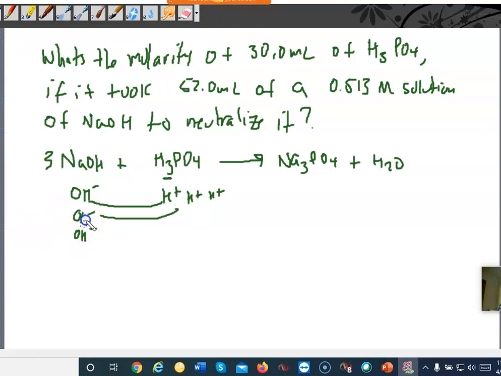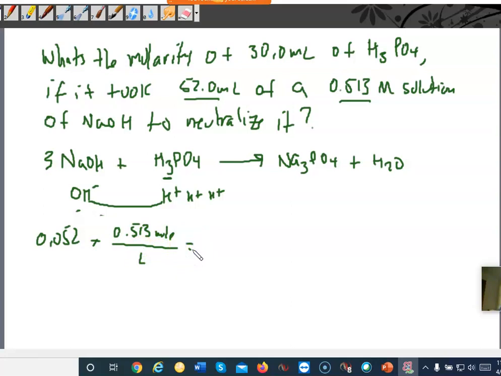Let me erase these. Okay, so start with the information that you're given. You're given 52 mils of 0.513. So 0.052 times your 0.513. Remember that's moles over liter. And that number is 0.026676, and that is moles of sodium hydroxide.